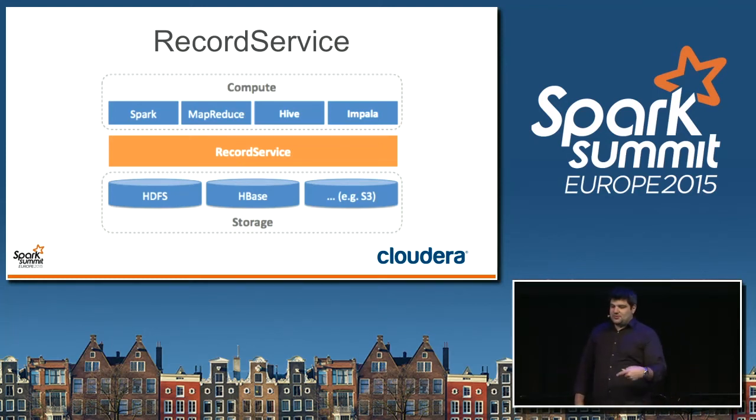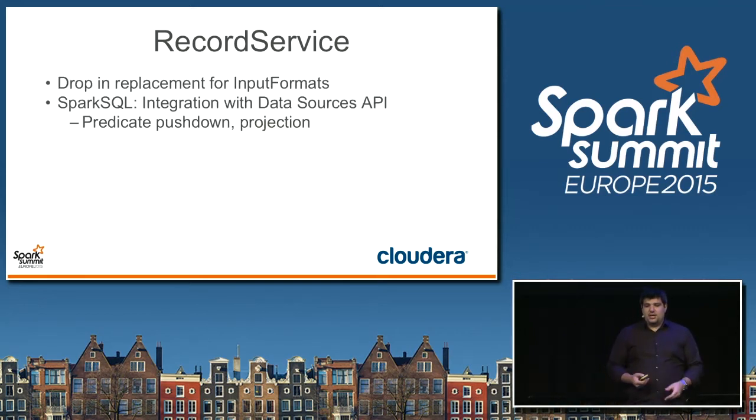You can think of the record service as sitting in between the compute and the storage. We can get MapReduce, Hive, and Spark to go through the record service and do the Sentry enforcement through it. So I'm just going to quickly run through a little example.